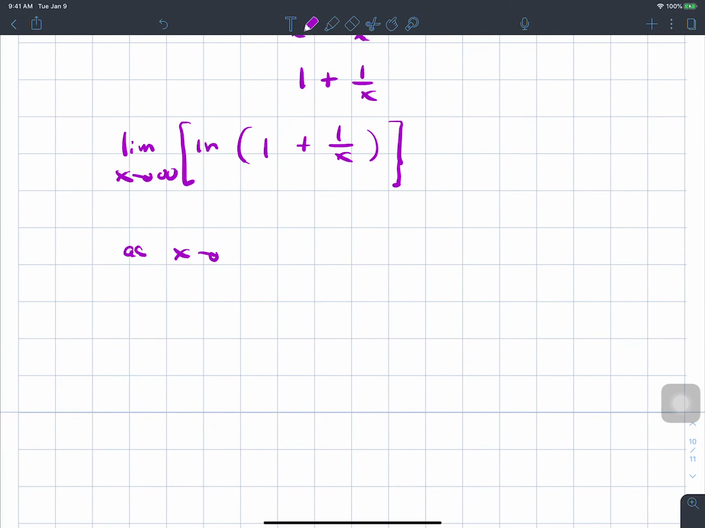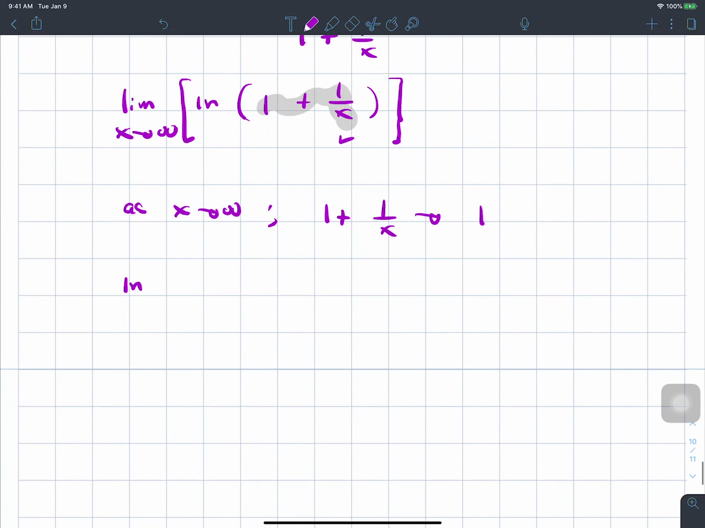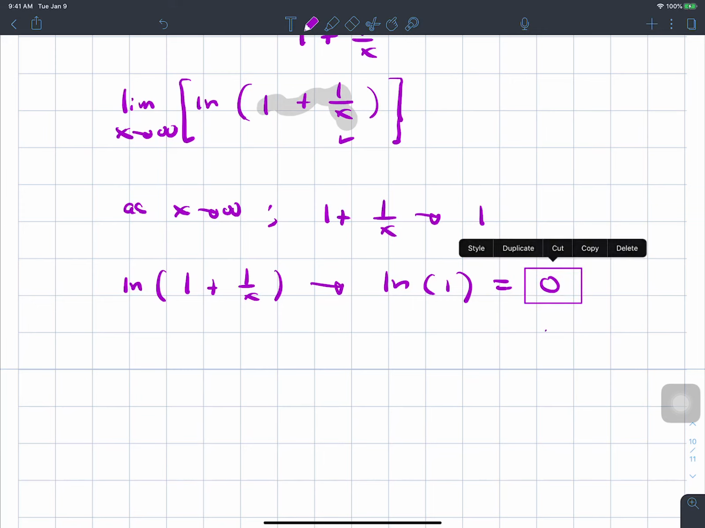As x gets big, what this means is that 1 plus 1 over x goes to 1. This inside here, for a big value of x, this fraction goes to 0. So you just have 1, which means the natural log of 1 plus 1 over x goes to the natural log of just 1, and we know the natural log of 1 equals 0. So what we just showed here is that this limit is actually 0.